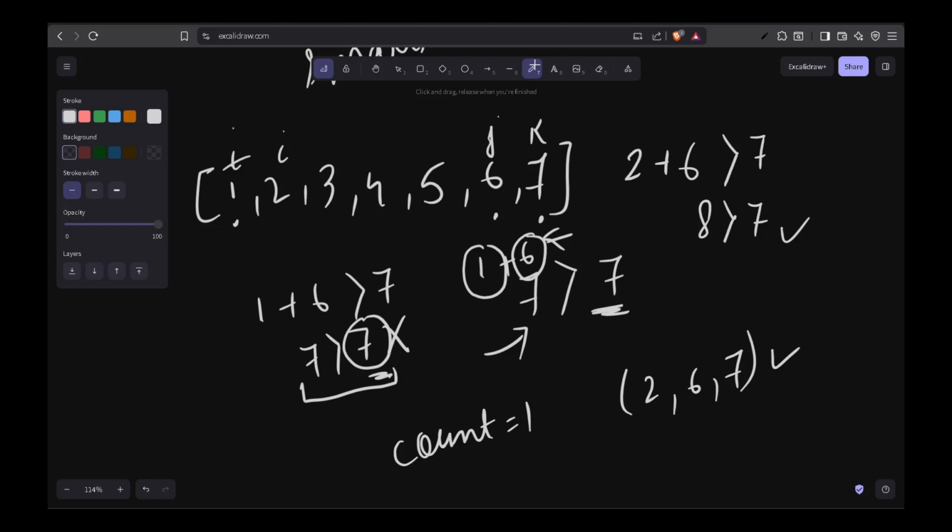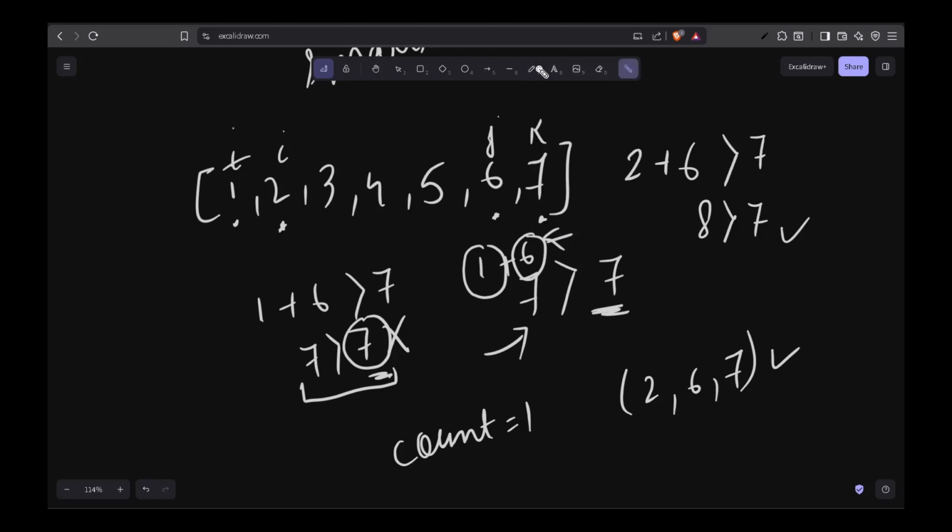This is simple, right? Now what comes after is the true logic. So this means at this point, when i is at 2, j is at 6 and k is at 7, we have a valid triangle, right?